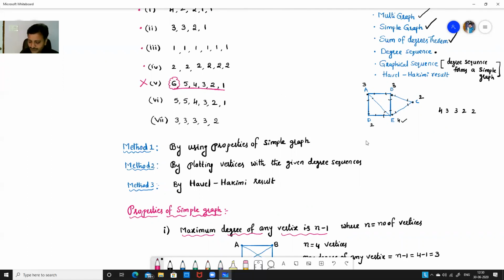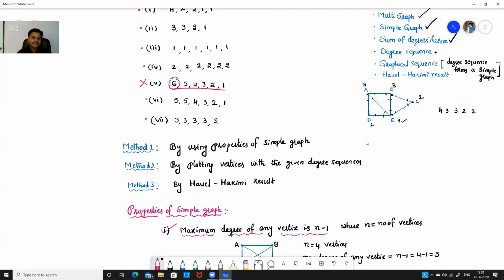Okay. Next. Here in total we have 6 vertices and max degree is equal to 5. Yes, maybe it is valid. We'll discuss later. And here also the maximum is 3. No problem. So by using the first property, I can eliminate option 5.